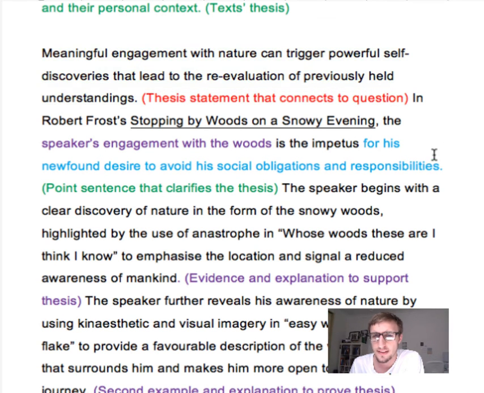And next, we have a point sentence that clarifies the thesis statement up here. In Robert Frost's Stopping by Woods on a Snowy Evening, the speaker's engagement with the woods is the impetus for his newfound desire to avoid his social obligations and responsibilities. So, nature is replaced with woods, more specific, and is the impetus for his newfound desire to avoid his social obligations and responsibilities. This is referring to this part of the thesis, leads to a re-evaluation of previously held understandings.